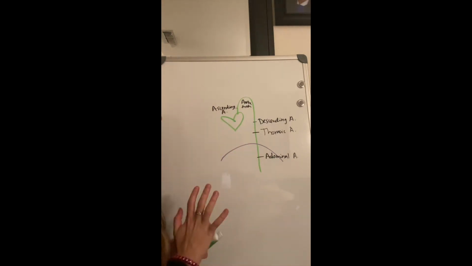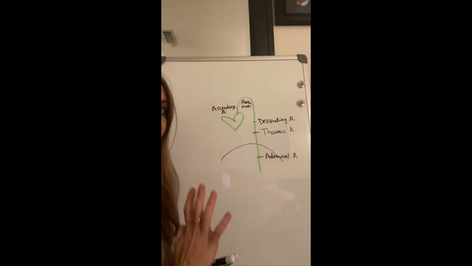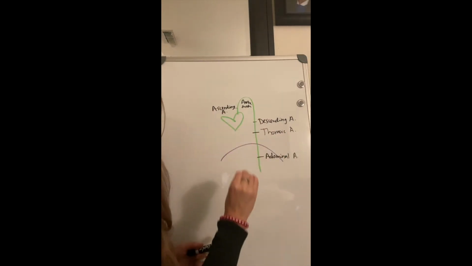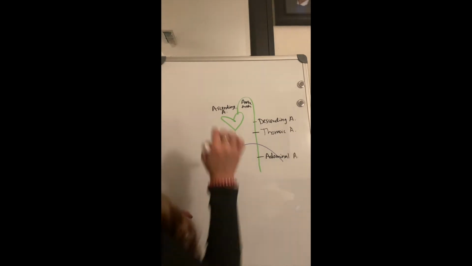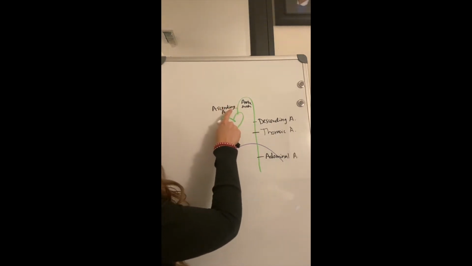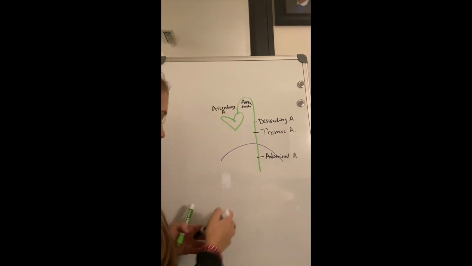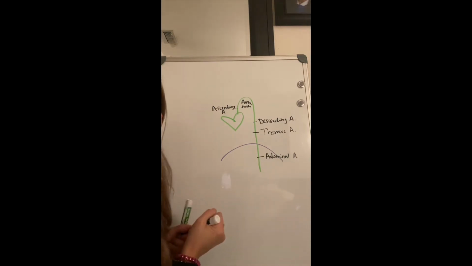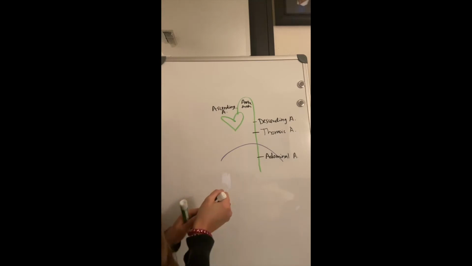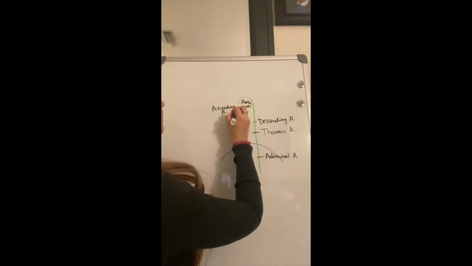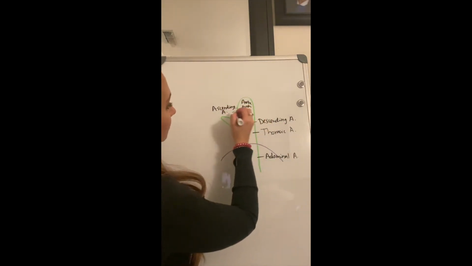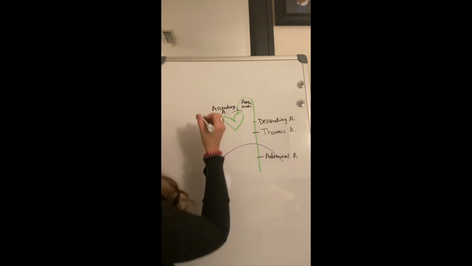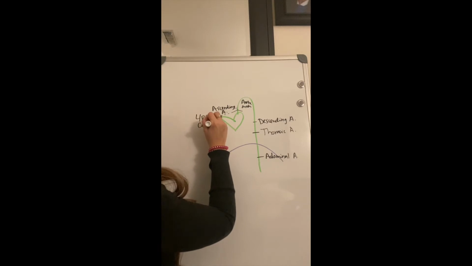So the best way to memorize what branches off of what vessel is to draw it out and see how it all connects together. So the first branches to come off of the ascending aorta are something called the coronary arteries, and those are going to be the ones that are going to the heart. So you have both the left, and I'll just dot that right here.